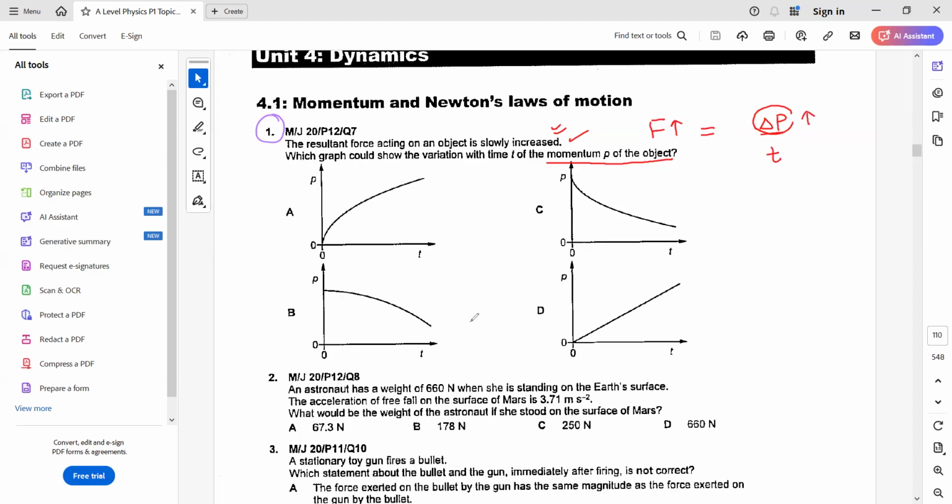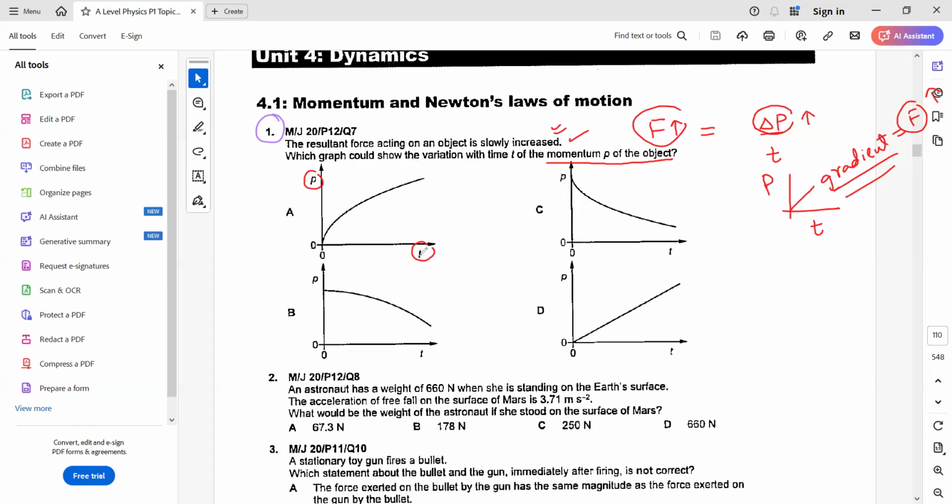we have a momentum time graph. So if we figure out the momentum time graph, then the gradient of such a graph, that's P and T, would basically represent force. So in which of these diagrams we have to see whether the gradient is increasing or not. If the gradient is increasing, that would mean force is increasing. If the gradient is not increasing, that would mean force is not increasing, right? Because that's the question given.